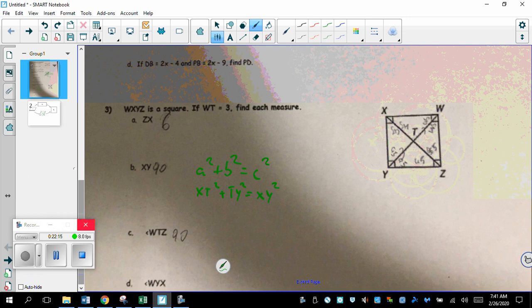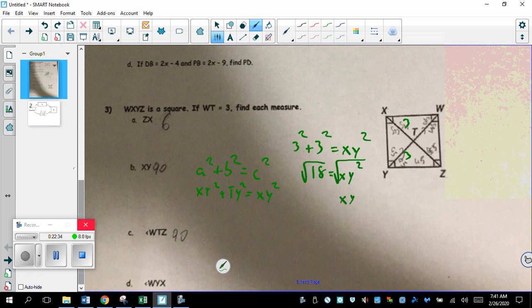We know XT and TY are both 3. So what are we going to say? 3 squared plus another 3 squared is equal to XY squared. Well, 3 squared is 9, 9 plus 9 is 18. XY squared is equal to 18. We're going to take the square root of both sides. We're going to say that XY is equal to radical 18.